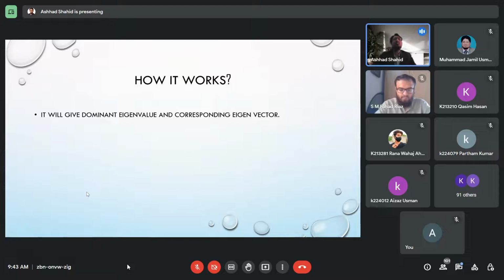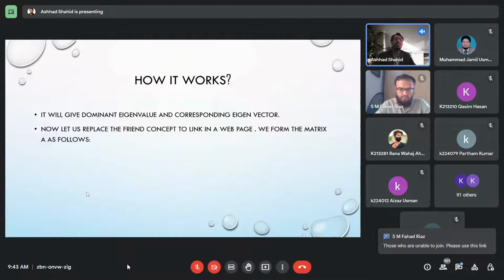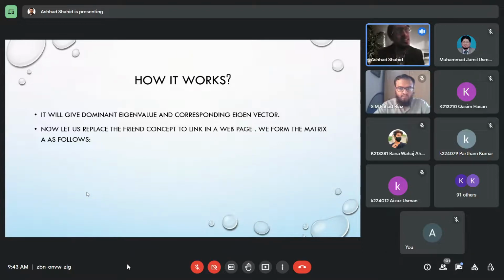How it works, the power method is described in this slide. Basically, it will give you the dominant eigenvalues and corresponding eigenvectors. I hope you have studied the eigenvalues portion. Eigenvalues are not only used for the power method or page ranking. Eigenvalues can also be used for, let's say, face recognition, like the face recognition lock on a mobile.